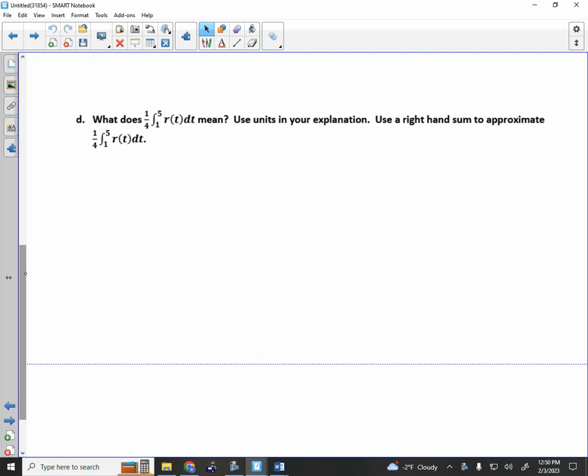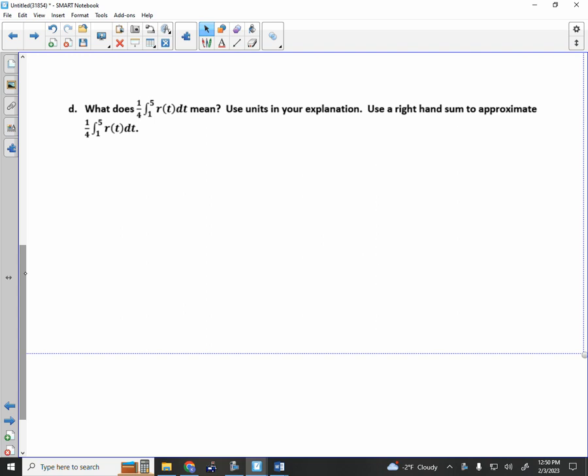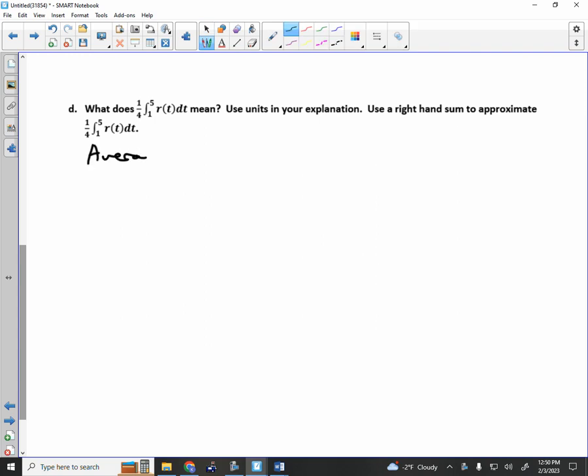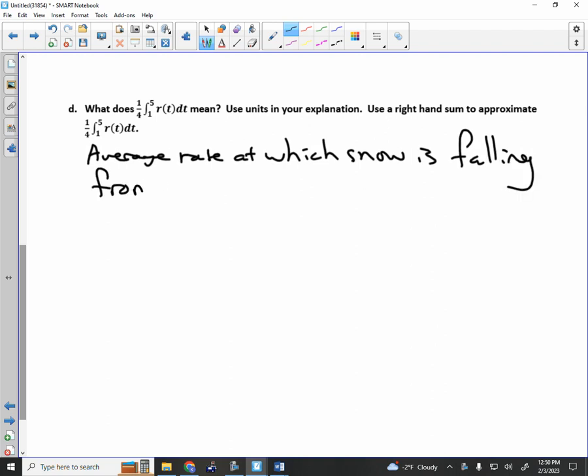What does this mean? And you said it refers to the average rate at which snow is falling or accumulating from time 1 to time equals 5. That's what it means. If you forget to put the 1 and 5 in your answer, they will give you 0 points for that. So this will be part of a 9-point question on the AP exam.